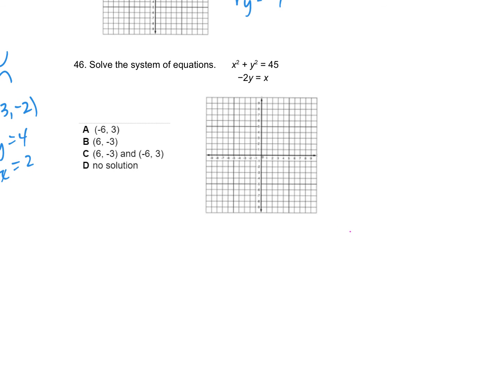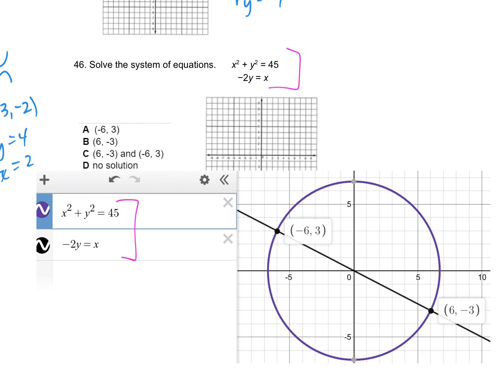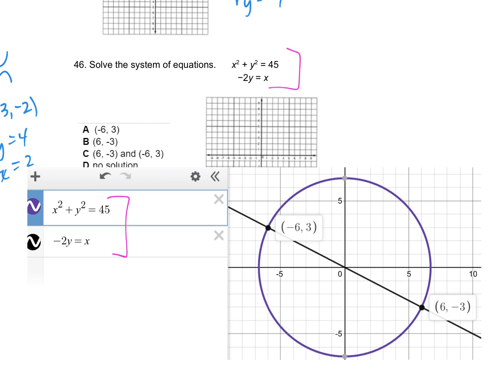All right, last one, and I am going to Desmos this. It says to solve the system of equations, so I'm going to plug those into Desmos exactly as they are, and we'll look at the graph and see what we come up with. All right, so I plugged both of those into Desmos. You can see that I really legit plugged them in exactly the same way it was written up here. Didn't change anything. And I just realized I covered up the multiple choice answers. So when we look down here at the multiple choice, we see that there is a -6, 3, and a 6, -3. And so that would be answer choice C.